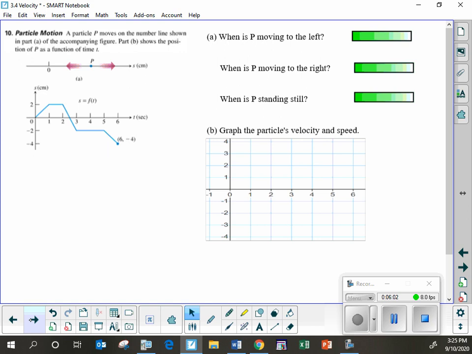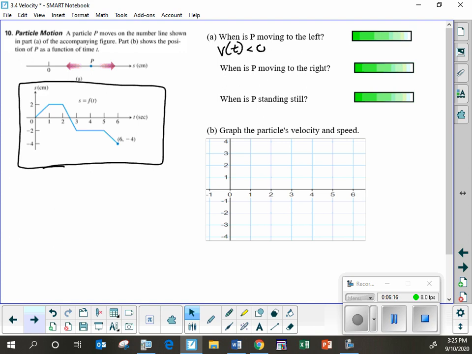Part A says, when is the particle moving to the left? So I'm going to focus on my position function. When would it be moving to the left? Well, I need to know when the velocity is less than 0, which means I'm looking at when s of t has a negative derivative, that means that s of t must be decreasing. Where do we see s of t decreasing?